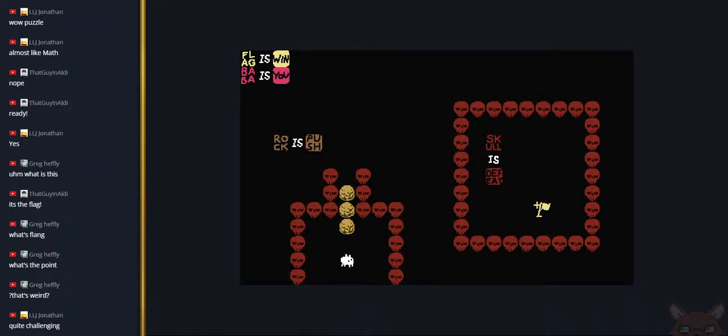Okay, so next puzzle. Same old steps. Do we have anything that is unknown here? Well, we have this new property, DEFEAT. Skull has this property. What happens if you move into it? Okay, so what we know for certain is you get eliminated if you are on top of defeat.